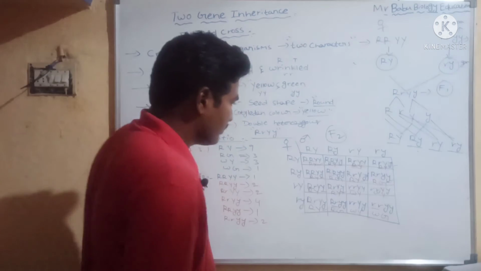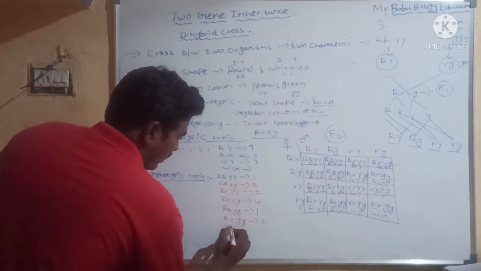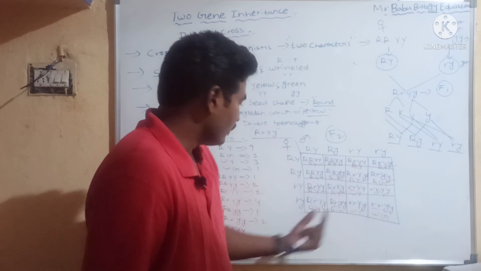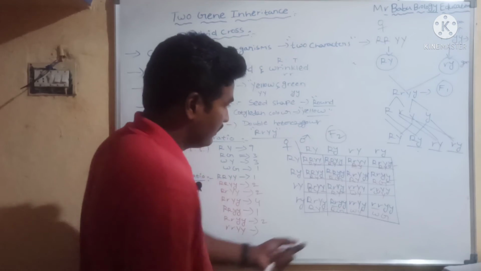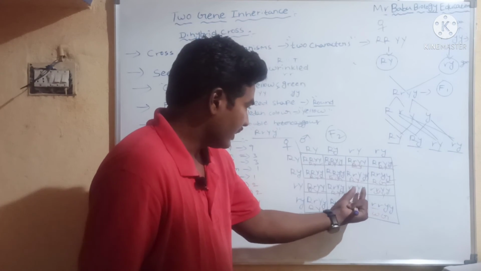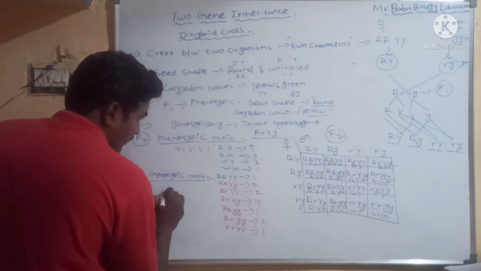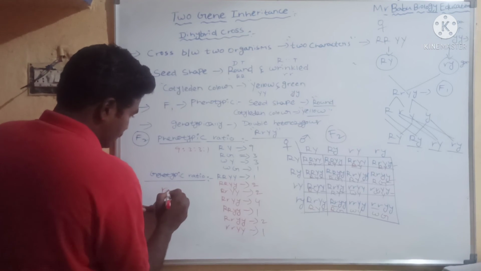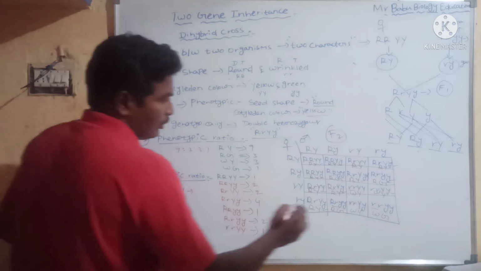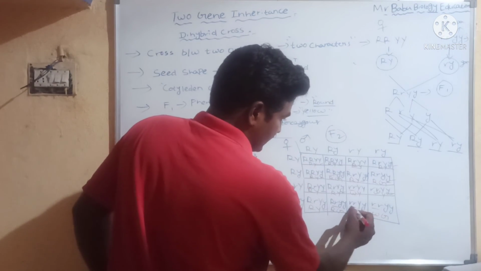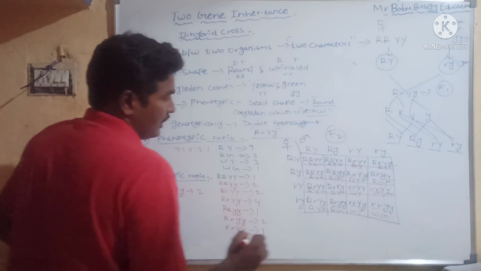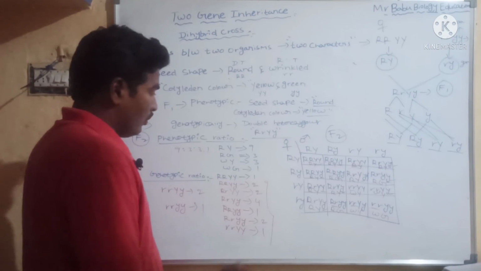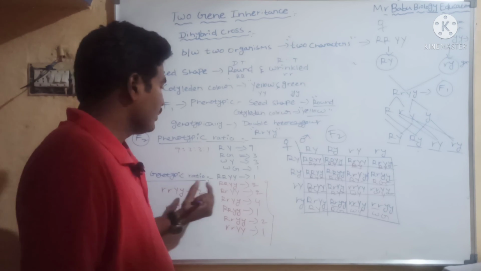Small r, small y, small y. Small r, capital Y, capital Y. How many? 1. So this condition we are getting only 1. This one, small r, capital Y, small y. How many? 2. This is 1, this is 1. Total 2. Now, next one, small r, small y, small y.